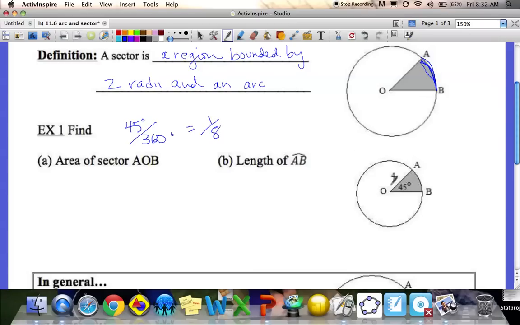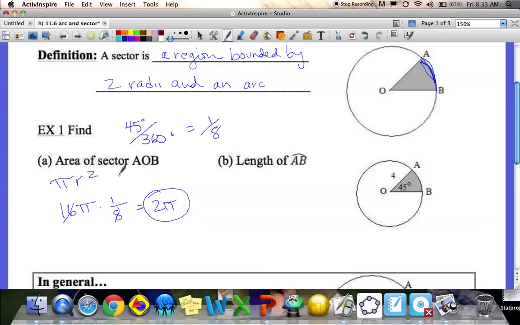Can you find the area of the entire circle? The area of the entire circle would be pi r squared, which is 4 times 4 is 16, so 16 pi is the area of the whole circle, and we would only want 1/8 of that. So 8 goes into 16 twice, so the answer for the area of a sector would be 2 pi.